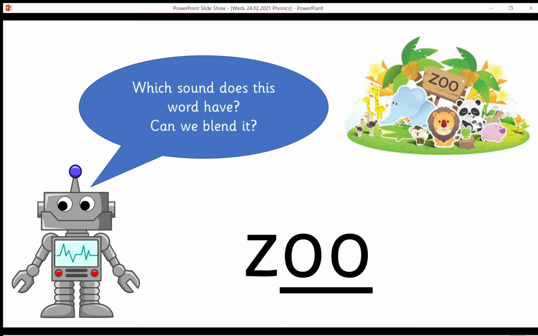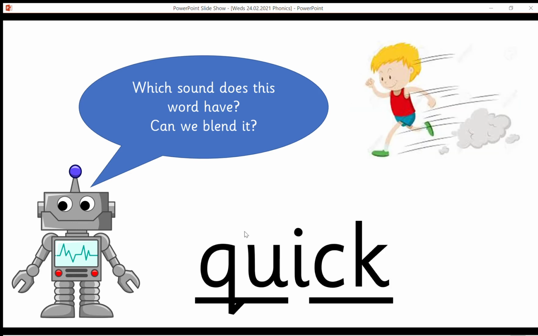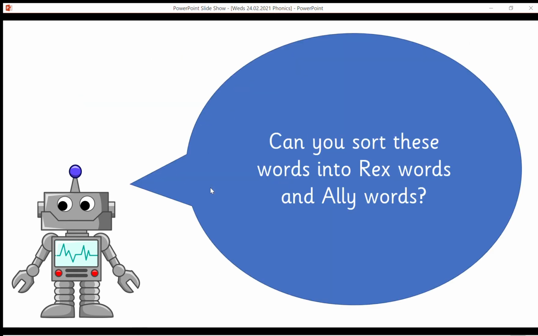And my turn. Zoo. What sound does this word have? Yeah, that's right. It has the z sound. Well done. And the last one, your turn to blend. And my turn. Quick. What sound does this word have? Yeah, that's right. It has the qu sound, doesn't it? Good job, everybody. Well done.